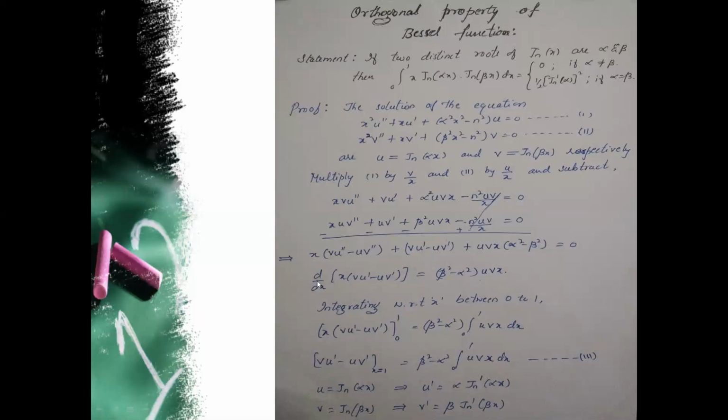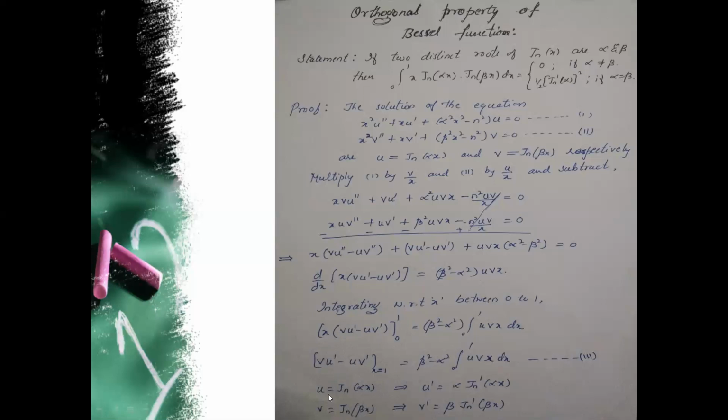Now integration and differentiation cancel. We are left with the function x into v u dash minus u v dash, with limits of integration from 0 to 1. On the RHS, beta square minus alpha square is constant, times the integration from 0 to 1 of u v x. If we put the upper limit 1 here, 1 into this bracket term, we are left with v u dash minus u v dash. If we put 0, we get 0 here. So we have v u dash minus u v dash, because they are functions of x, we'll write them at x equal to 1 here. Then the RHS is kept as it is.